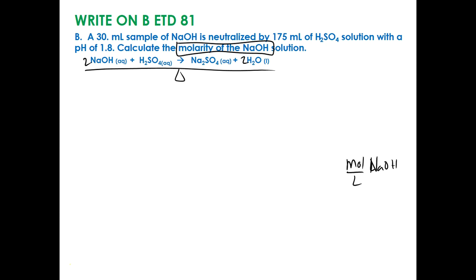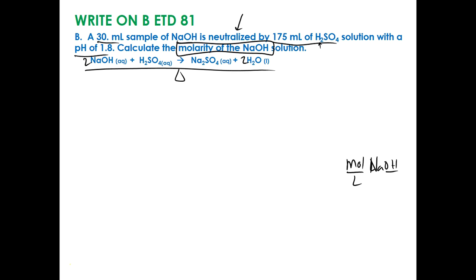Cool. Now, usually if I need to know about my base, my OH, I start with my acid. And I know some things about this. I got a 30 milliliter sample of the base. I want to neutralize it, cancel every OH with an H. I got 175 milliliters of my acid, my H supplier, the sulfuric, and I got a pH, the power of hydrogen, of 1.8. That's a lot of stuff.